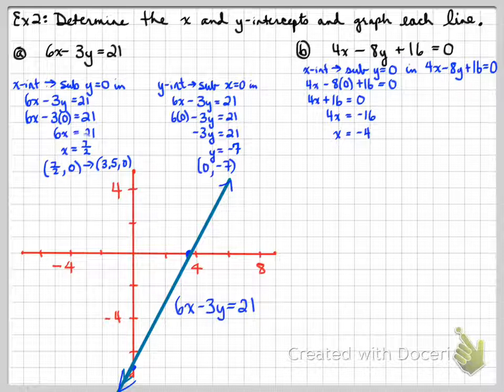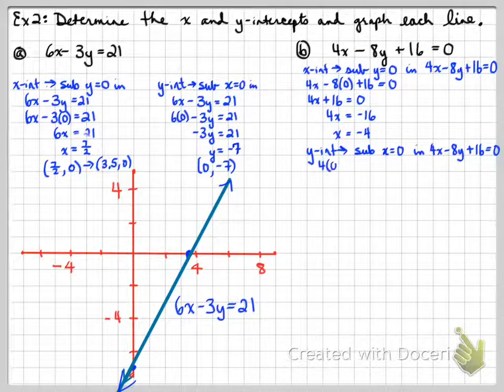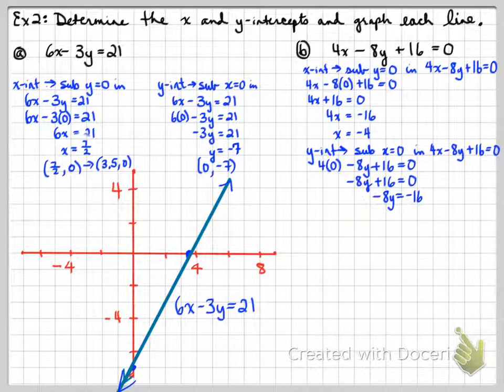That's our x-intercept. Our y-intercept is sub x equals 0 into the equation 4x minus 8y plus 16 equals 0. We put it into that equation, and we get 4 times 0 minus 8y plus 16 equals 0. That means negative 8y is equal to negative 16. That means that y is equal to 2.